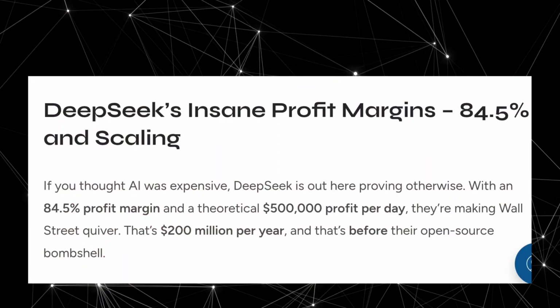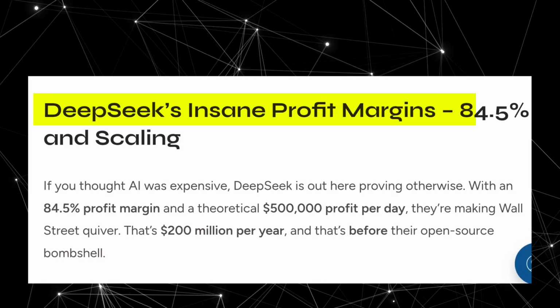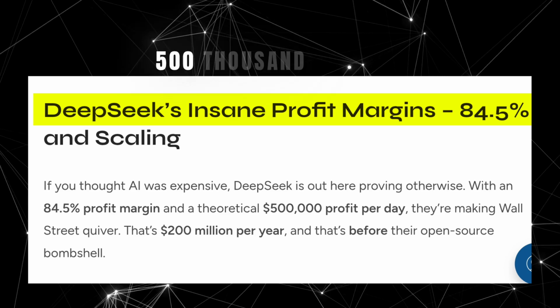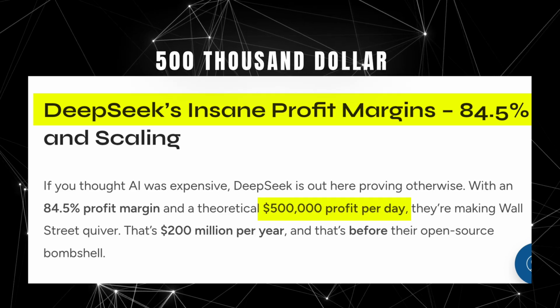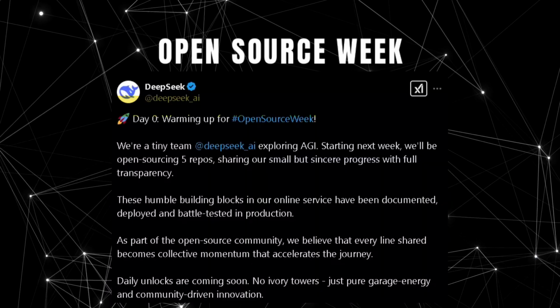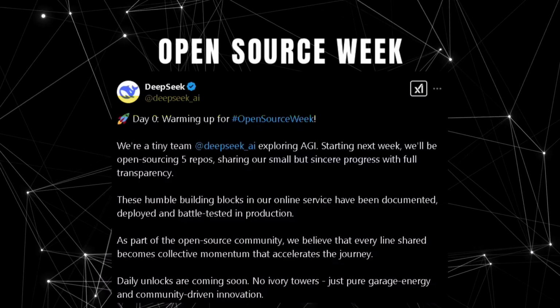Now, DeepSeek's already making serious money, an estimated 84.5% profit margin, theoretically raking in around $500,000 per day, which adds up to nearly $200 million a year. And during this open source week, they basically handed over the blueprints to their success.